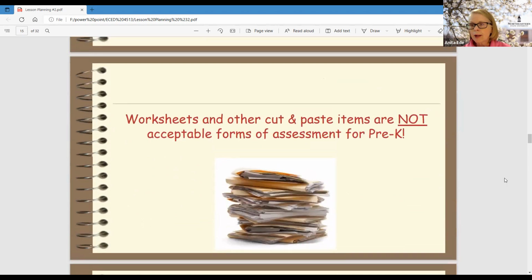I probably don't have to mention this, but I'm going to mention it anyway. Worksheets and other cut and paste items are not acceptable forms of assessment for pre-K. Just letting you know, please do not use worksheets in your lessons that you write for me. I know kids do worksheets. They've got them coming out of their ears, so we do not need to add to their misery. Let's do something that's actually fun and meaningful when we teach our lessons.